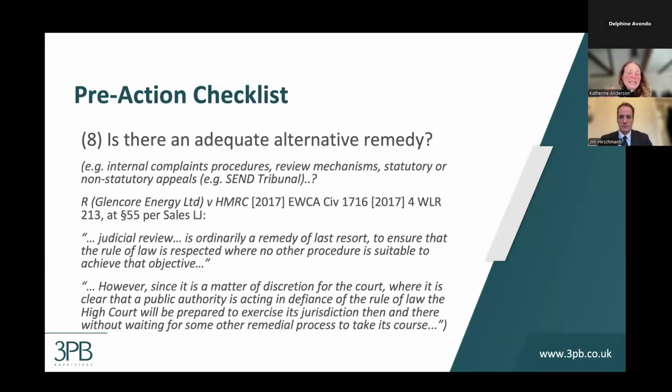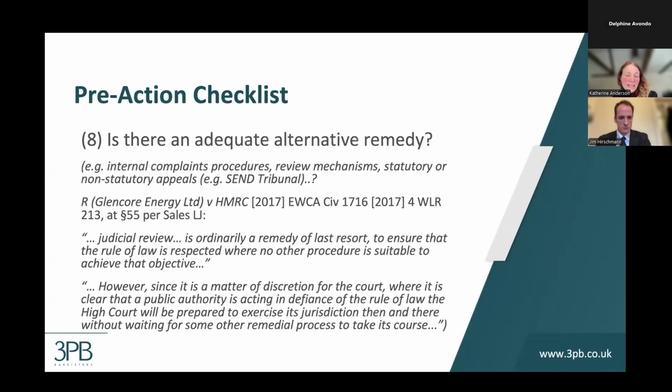Next question, is there an adequate alternative remedy? The case law has set out that judicial review is ordinarily a remedy of last resort, and claimants are therefore expected to use other remedies that are appropriate and which are alternative, such as internal complaints procedures, review mechanisms, or statutory or non-statutory appeals.